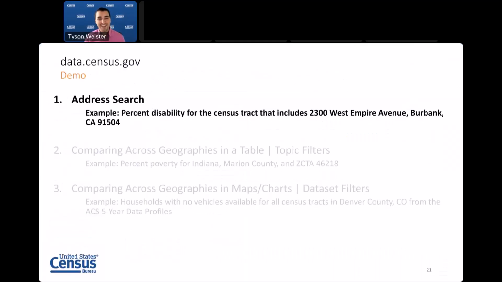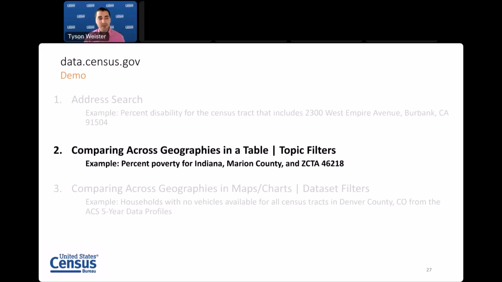All right, moving on to our next example. I know that there were questions in the chat about accessing data for multiple geographies. I'm going to show in this example how to access data for more than one geography in the same table view. For this example, we're going to pull up percent poverty, and I'm going to show that at the state, county, and zip code area levels.